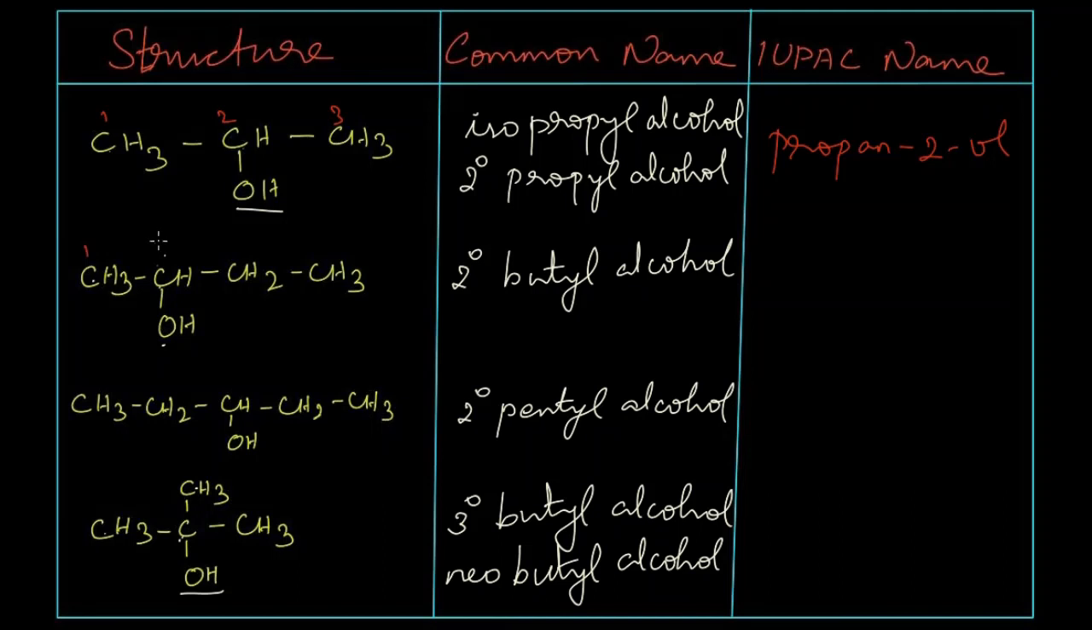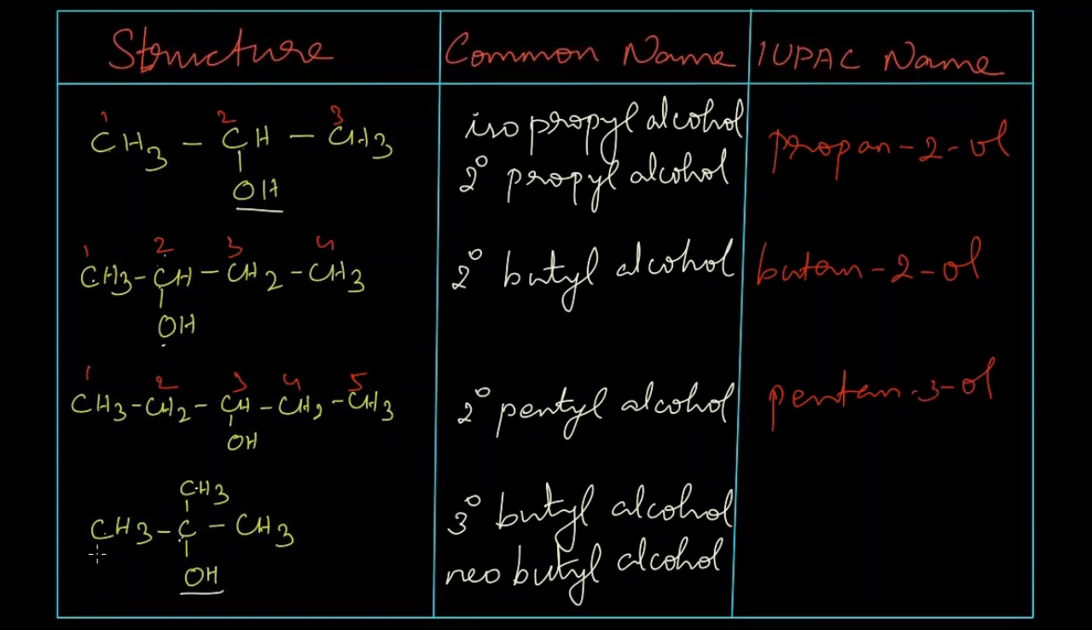Now here 1, 2, 3, 4. You should name according to this order, because the functional group should have the least carbon number. So 4 carbons are present. So butan-2-ol. And here 1, 2, 3, 4, 5 carbons are present. So pentan. To which carbon is the OH functional group attached? To the third carbon. So pentan-3-ol is the IUPAC name.